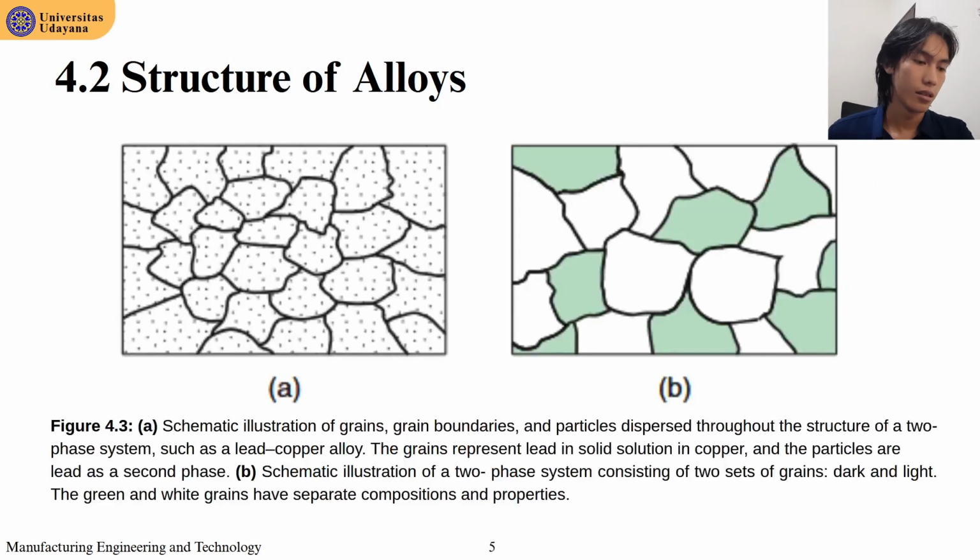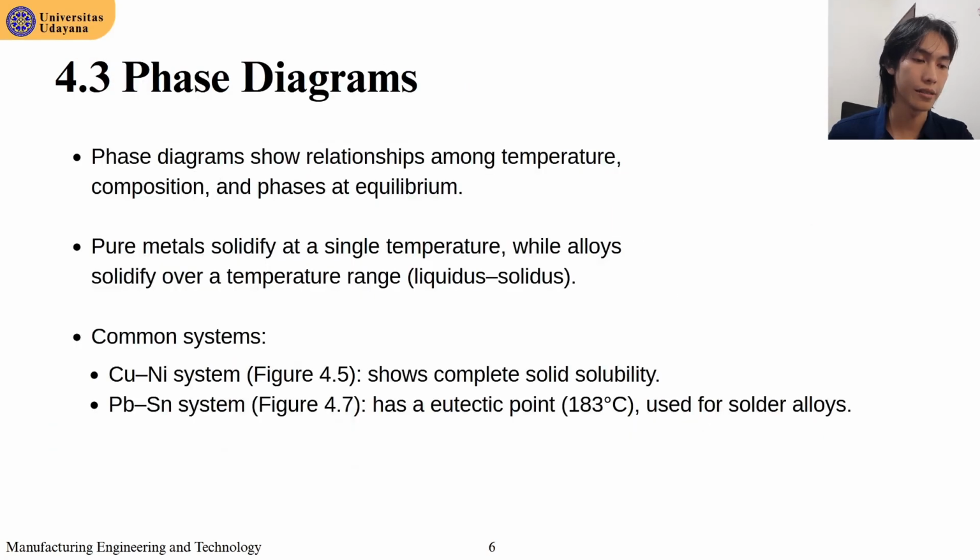Next, okay, two-phase system. Two-phase system alloys combine different phases to improve mechanical strength. You can see on Figure 4.3 they have different A and B images. Okay, next is phase diagram. Phase diagrams show how temperature and composition determine phase at equilibrium. Pure metal melts at one temperature, alloy melts over a range. They can be liquidus and solidus.